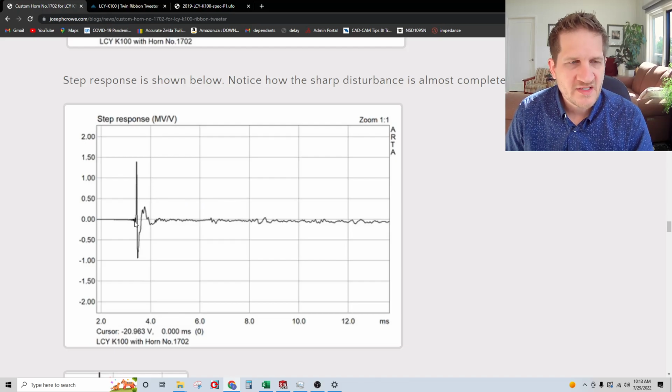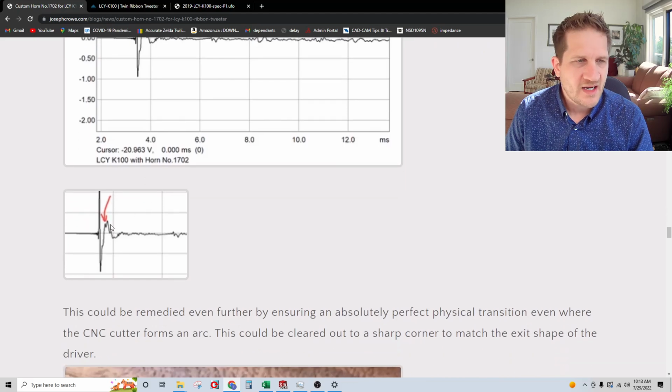Step response. Now, I mentioned earlier about that issue there. Now we can see that it's significantly improved. However, it is still there.